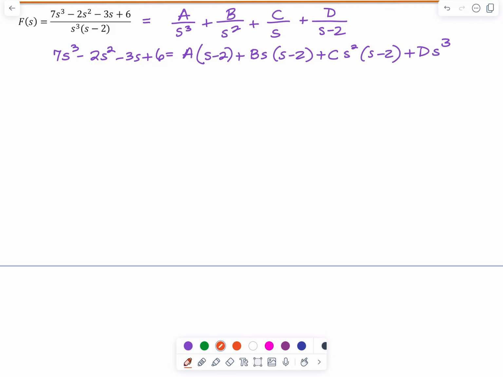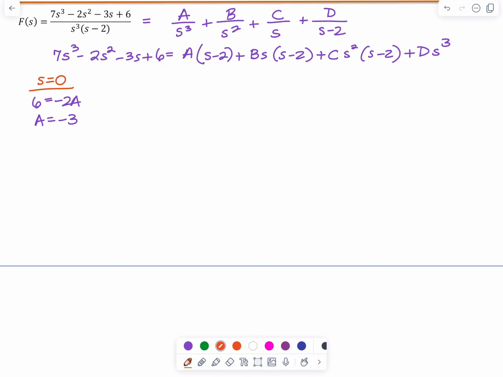We can let s equal 0, which is going to wipe out all of these terms with an s in it. An s is a factor. And we end up with 6 is equal to negative 2a, so a is equal to negative 3.